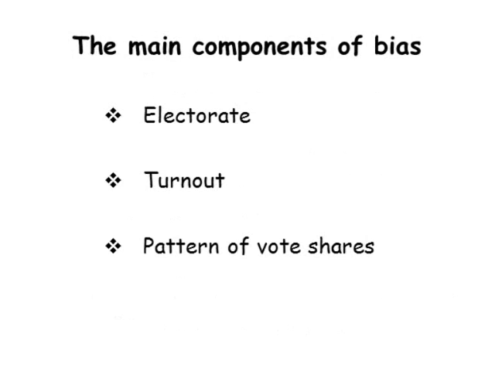There are three main components of bias that I want to talk about here. First, electorate. Second, turnout. Pattern of vote shares is third. So I'm going to run through three examples, and I'm going to focus on each of these three in turn.